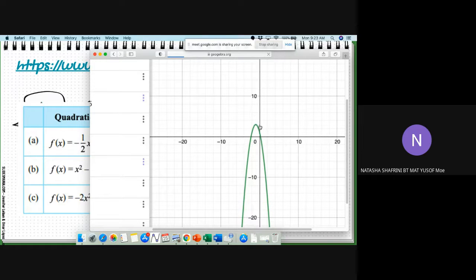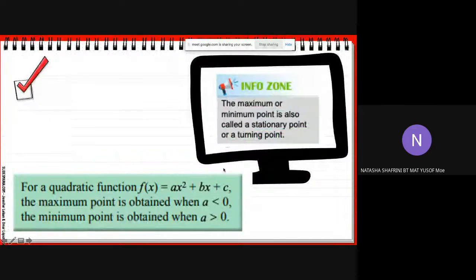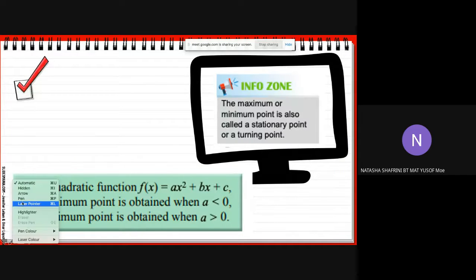Okay, careful dengan dia punya scale. Okay, so dia punya scale tengok. Satu ni represent 2. Okay, ni you boleh complete your table lah. Okay, next. Okay, the maximum or minimum point is also called a stationary point or turning point.